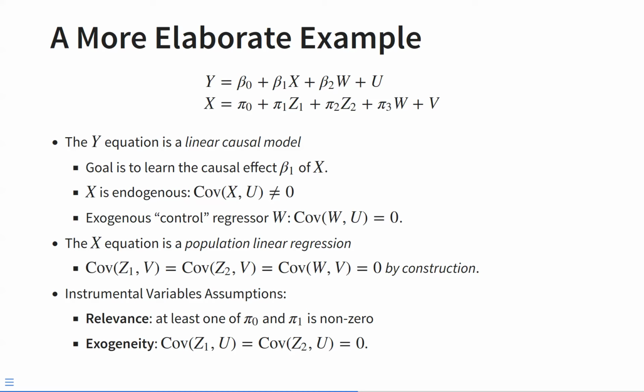So in this model, the instrumental variable's relevance assumption will be that at least one of, oh my, I've discovered another typo. The relevance assumption will be that at least one of pi 1 and pi 2 is non-zero. So the slide says pi naught. Sorry about that. That's a typo. So relevance is that at least one of pi 1 and pi 2 is non-zero. Exogeneity is that z1 and z2 are both uncorrelated with u.